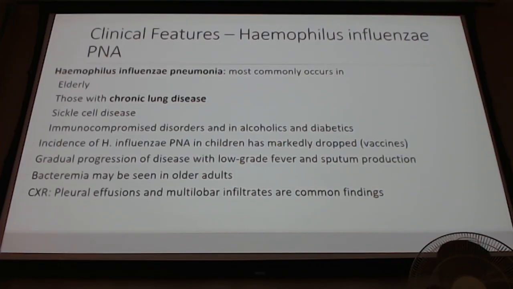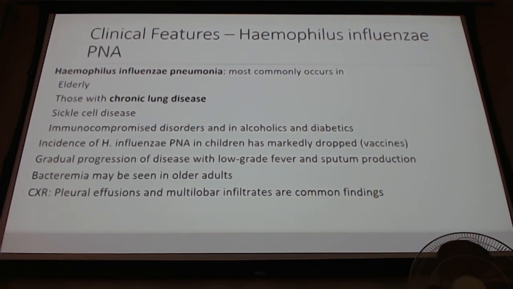those elderly patients or chronic lung disease, sickle cell, immunocompromised. Really, it's like everything, right? Like every single one of them. It's going to be worse if they have any of those, so we need to consider it. And like it says, the vaccines drop the rate significantly, so we don't see it as often.